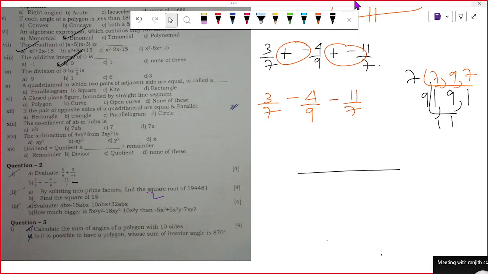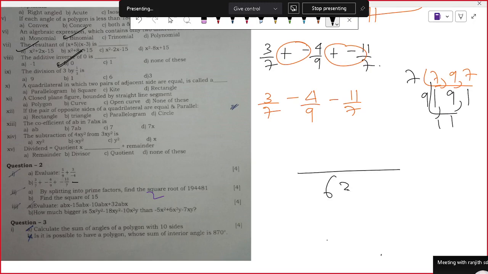Do it properly, Akansha. Don't be in a hurry. 7 9s are 63. Sorry, sir. 7 9s are 63 and then 7 into 9 multiply, and 3 into 9. 9 into 7 and 4 into 7. Again 7 into 9 and 9 into 9. Correct. Next, 3 9s are 27, minus 27, minus 28, minus 99.